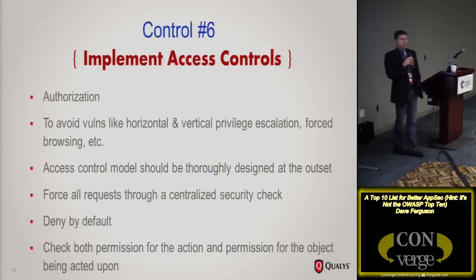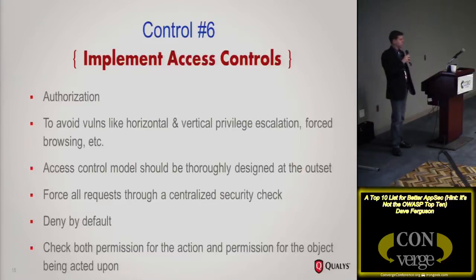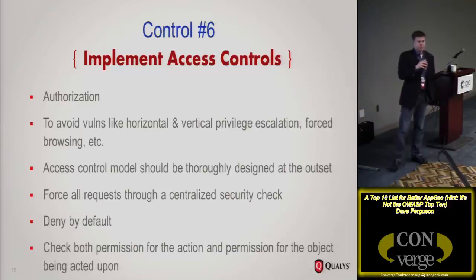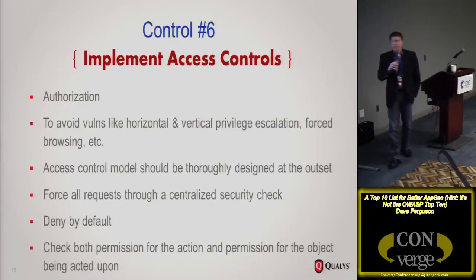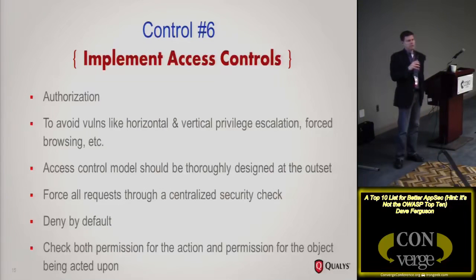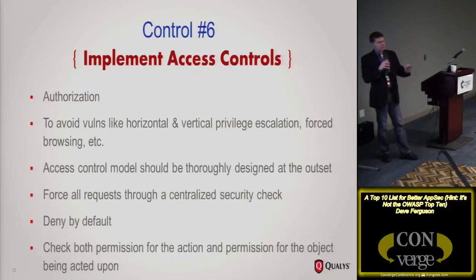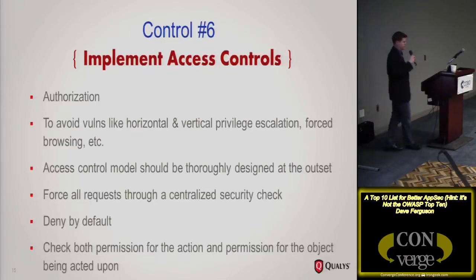So you need to have access controls to avoid things like horizontal and vertical privilege escalation, forced browsing attacks, things like that. So in the proactive controls document, which you can download on the website, they make it really clear that the design or the model of authorization and access control should really be designed at the outset of the project. It's really difficult to bolt on an authorization model after it's already been developed. It becomes spaghetti code, often, in that scenario.